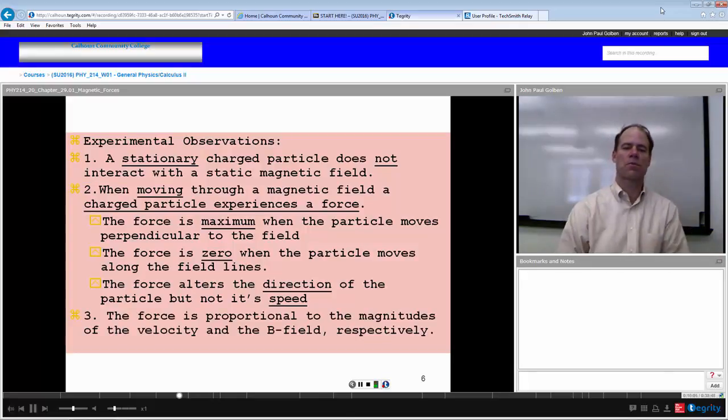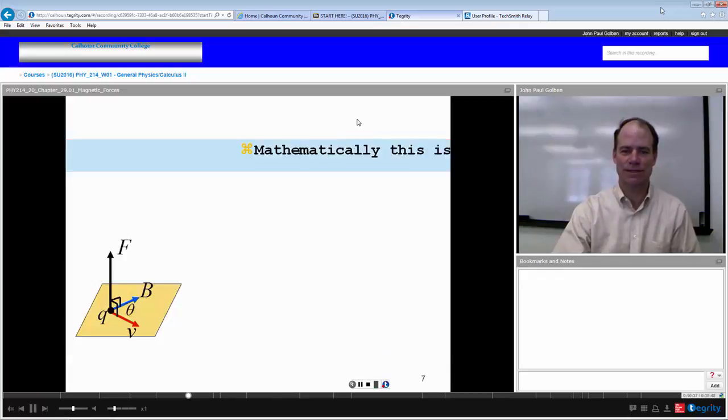The force is proportional to the magnitudes of the velocity and the magnetic field, respectively, and we represent magnetic field with the symbol B. Why B, I'm not sure. I mean, we're using M already for mass, and B is kind of like an M turned on its side with a bar on it. So maybe that's why we use B for magnetic field. That's my explanation, and I'm sticking to it.